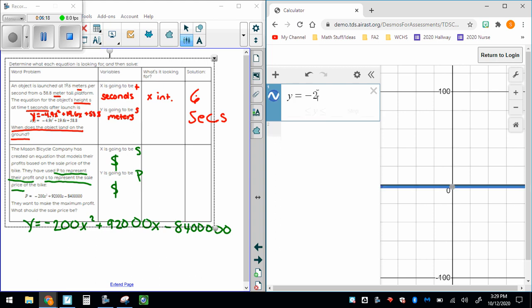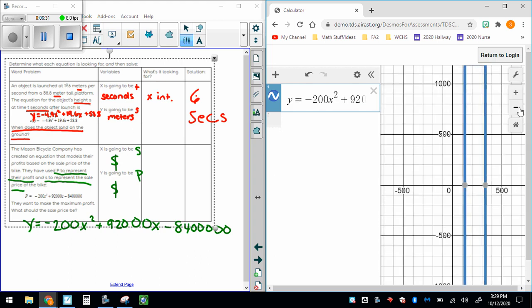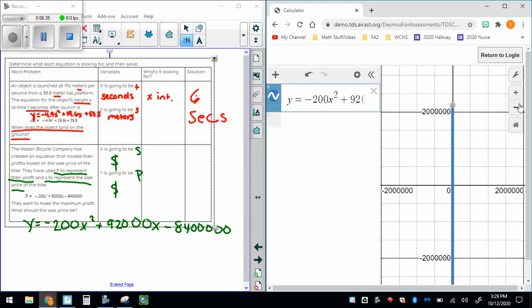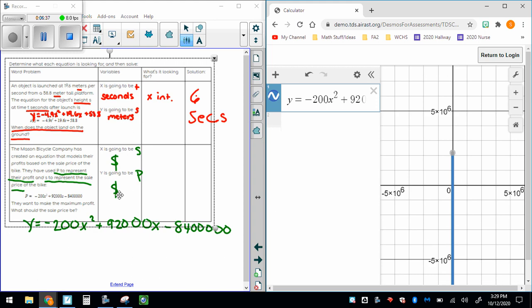Y equals negative 200x squared plus 92000x minus 84,2,345. Now notice since the numbers are gigantic, you're probably going to have to zoom out quite a bit to see it. There's the tippy top of it.